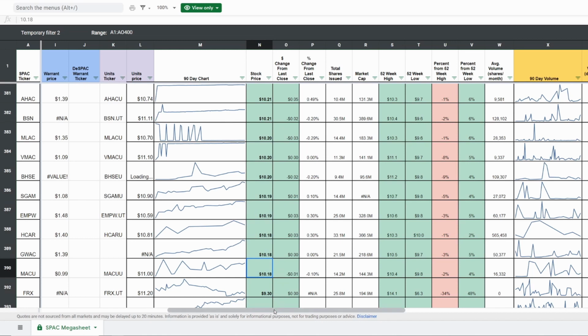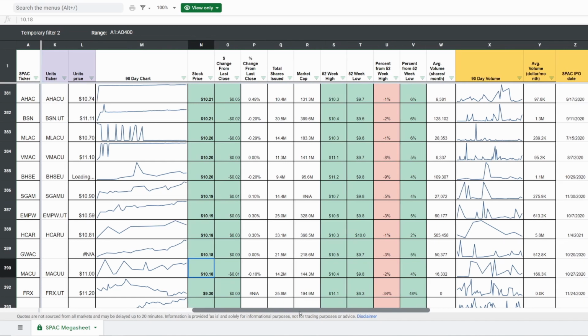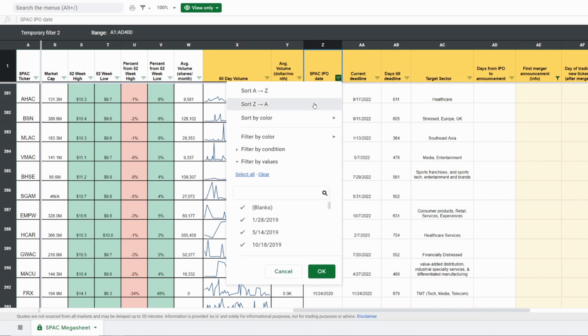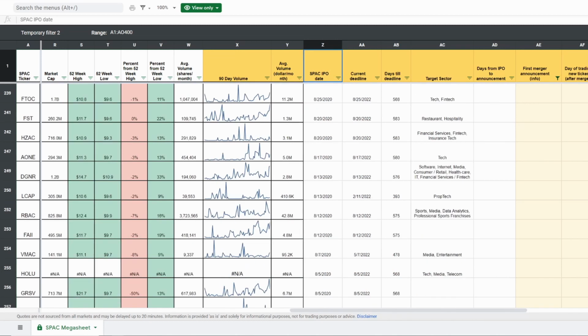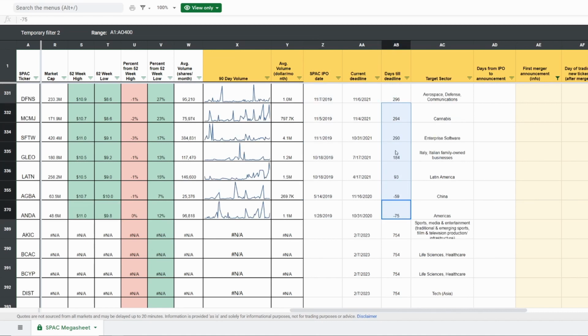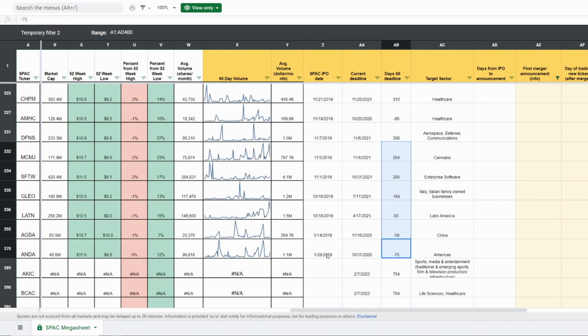Another way you can look at the SPACs is, let's say you want to find the oldest SPAC that hasn't yet found a merger. So we will sort this by the IPO date from the oldest to the newest, among those which haven't found an announcement yet. In this case, it's one of these companies, ANDA, AGBA, and so on. These companies are either a big risk because they might not find a merger, or the biggest opportunity because they might be the closest to actually finding a merger.